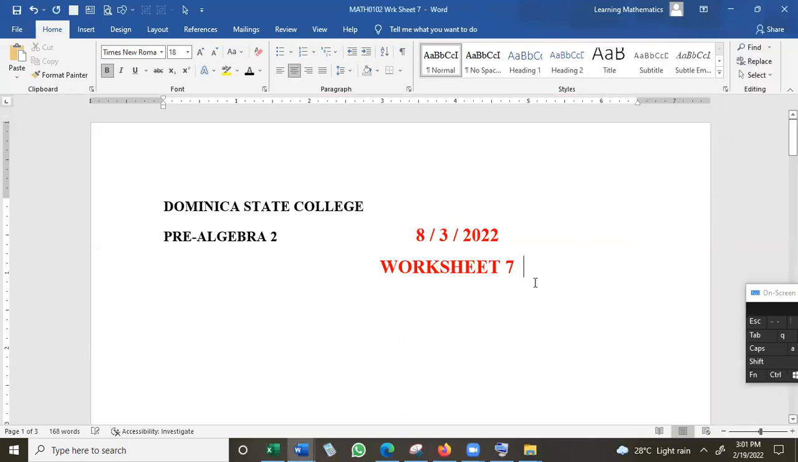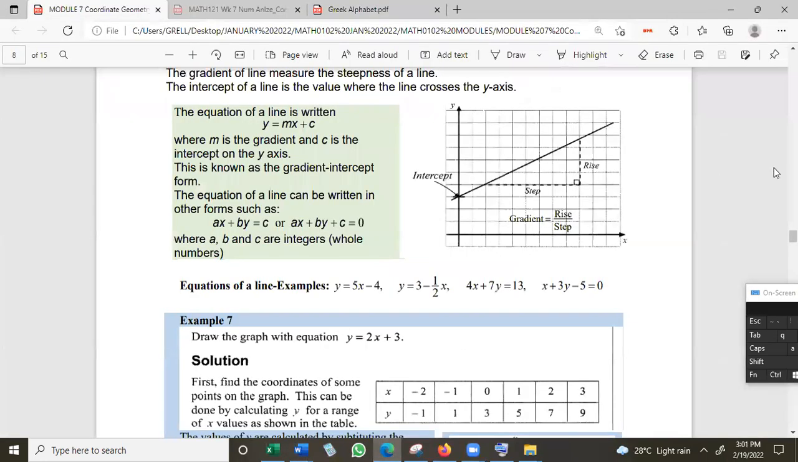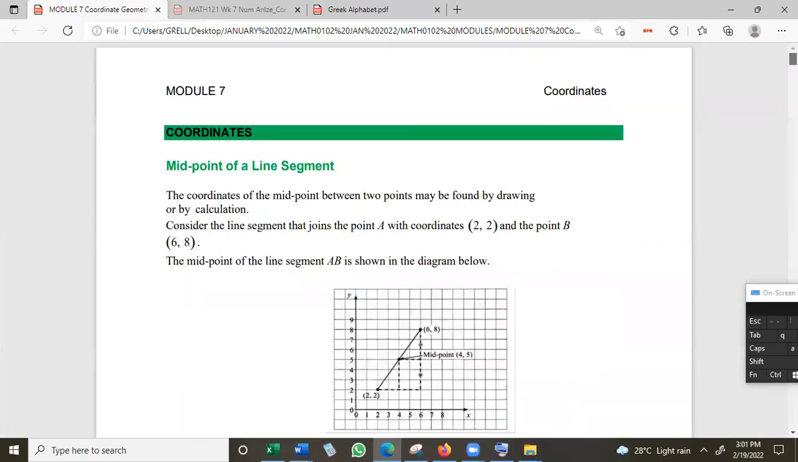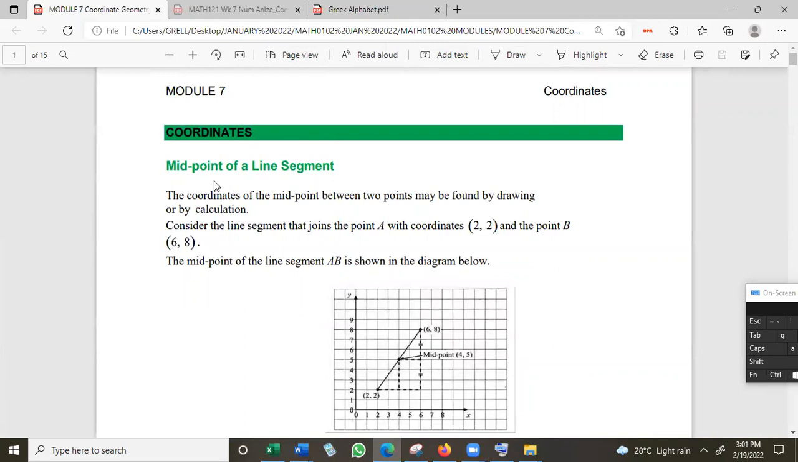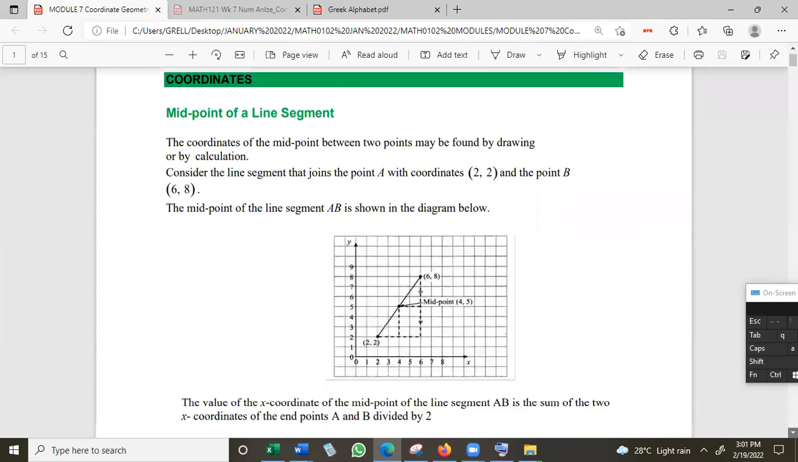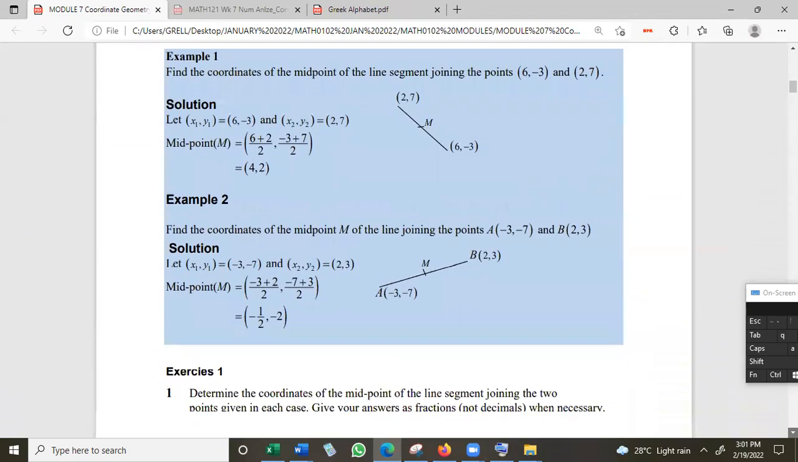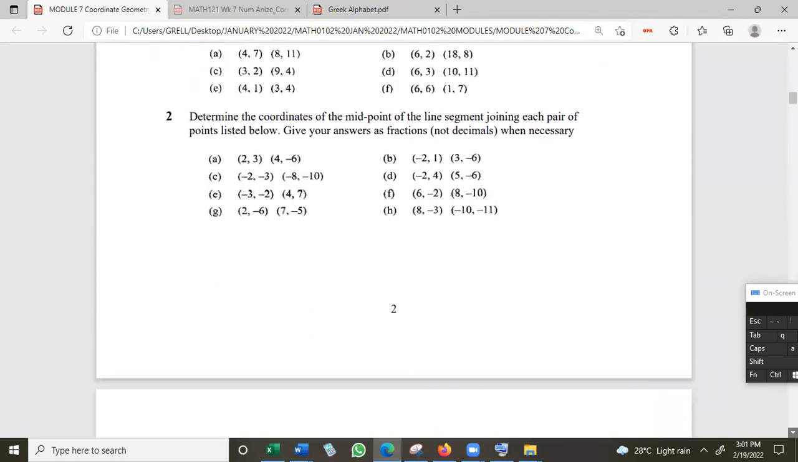Yes, and worksheet 7 now is based on module 7. Module 7 is based on coordinates, midpoint of line. Here you have a graph already and a line, and the midpoint of the line. The line shows you the behavior of the y variable. The x always increasing from left to right, and here's a graph already pre-established, and you can find the midpoint of the line. Okay, so here you have examples and you have exercises.